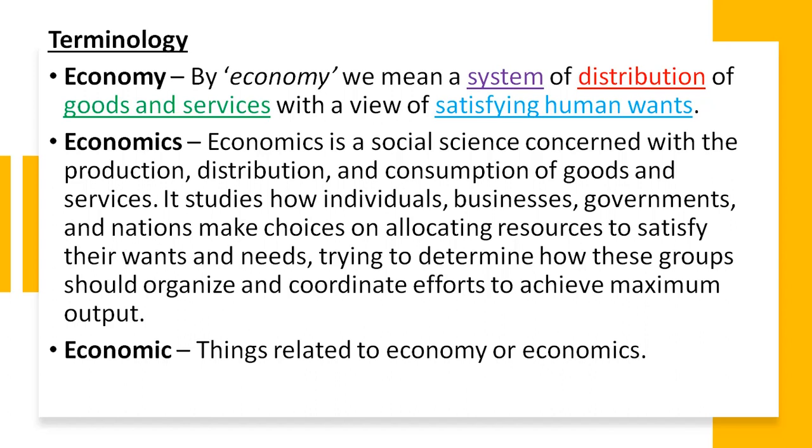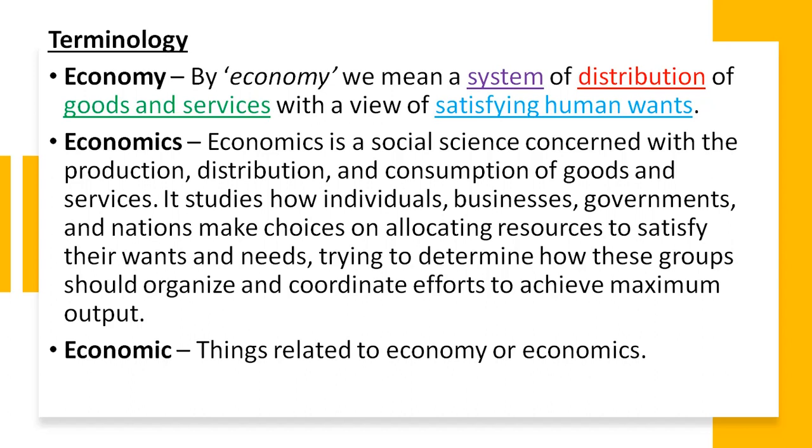Economy can be defined as a system of distribution of goods and services with a view of satisfying human wants. So economy is actually an arrangement or system in which the various goods and services are produced and the same is distributed in order to satisfy human wants.